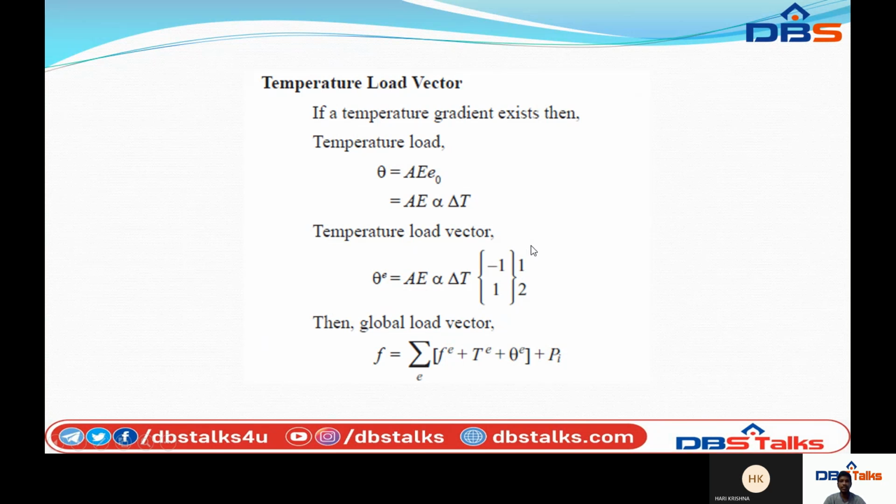Here, for identification, I am denoting beside the temperature load vector: this is for 1 and this is for 2. Then the global load vector will be the summing of all forces, like body forces, traction forces, and temperature load vectors, together with point loads. Then it will be called the global load vector.